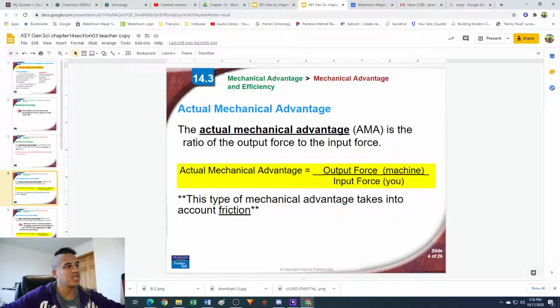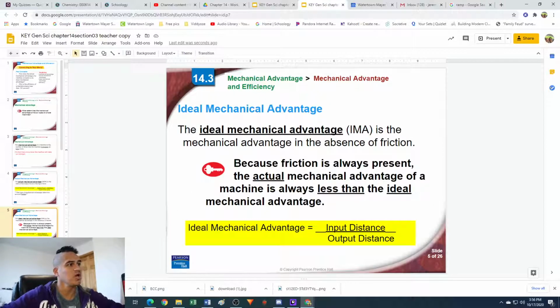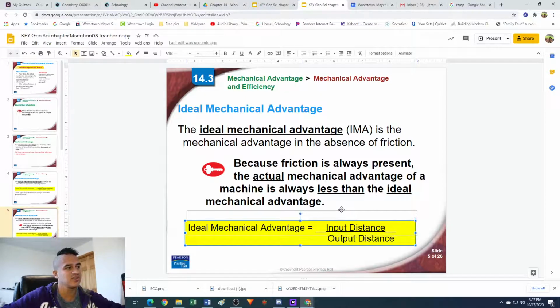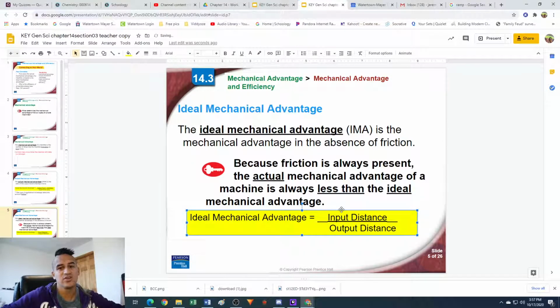Then we can do it and then calculate actual mechanical advantage, which is how much the machine actually did for us. Okay? So because friction is always present, the actual mechanical advantage of a machine is always going to be less than the ideal mechanical advantage because, again, ideal mechanical advantage does not include friction.